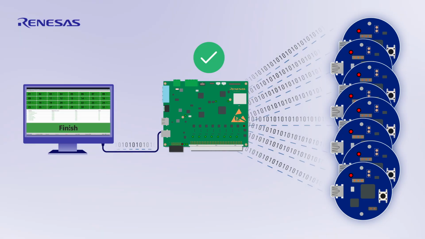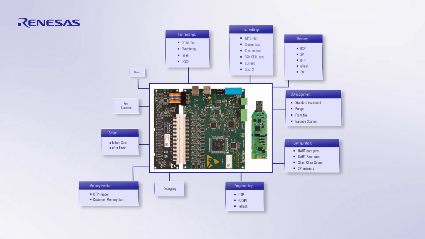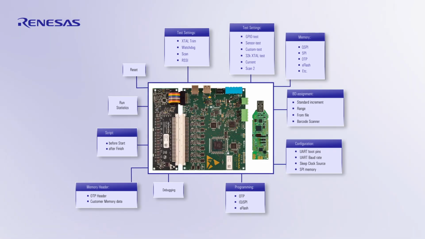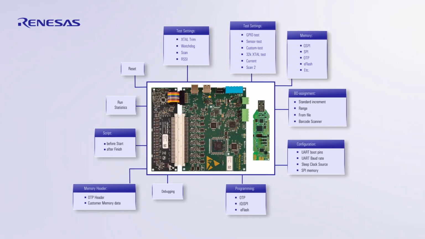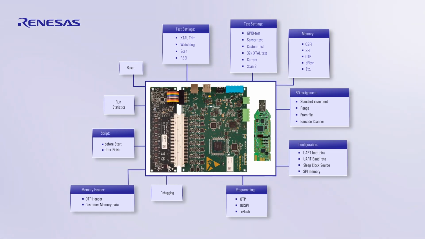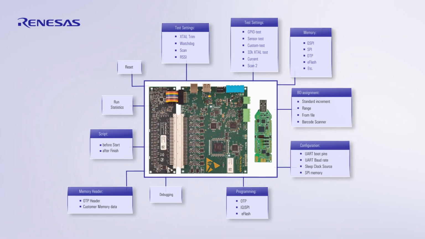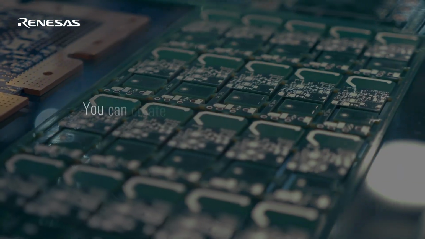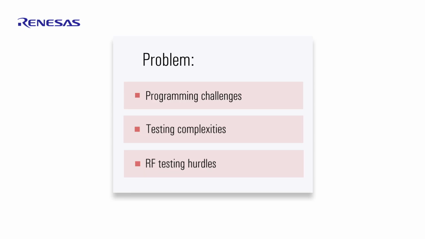And it doesn't stop at the basics. The PLT supports memory programming, RSSI testing, I/O testing, peripheral testing, external 32 kHz crystal testing, current measurement, and more. You can create your own custom test for your specific application needs. Renesas Connectivity Production Line Toolkit delivers endless solution possibilities to major manufacturing challenges.